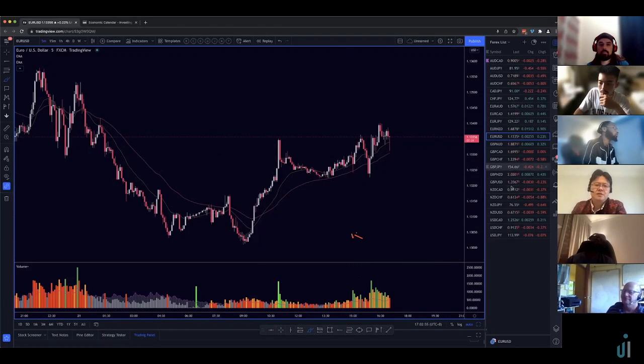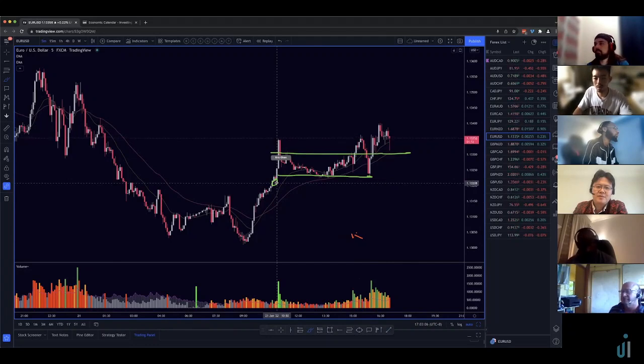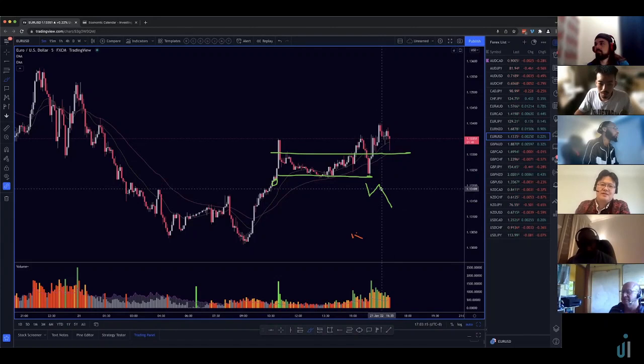Yeah, thank you. In this case, I was kind of scared to get into this trade because this guy and this range are just too close. I was actually waiting for this thing to come down, then take it from there. Yeah, that works. That works as well.